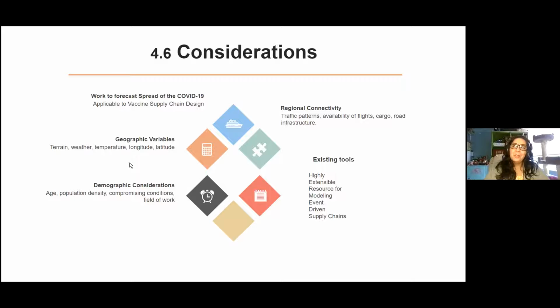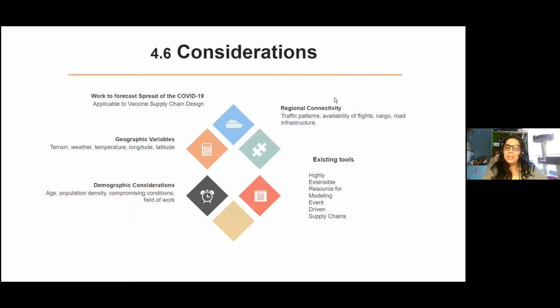Also demographic considerations: age, population density, compromising conditions. For example, if you are delivering food like Rappi or Uber, they are more vulnerable, even if they are a young population, which should not be affected the same by a virus. Also field of work, for example, nurses are at a higher risk, or teachers.